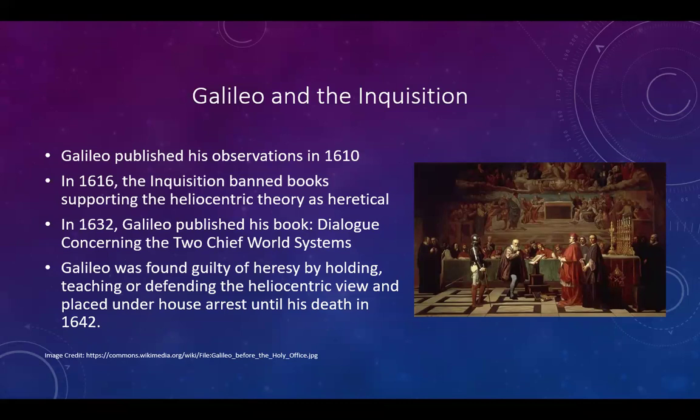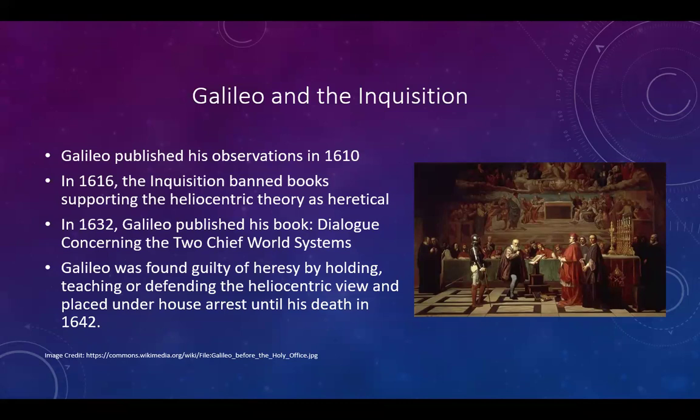And then in 1632, he published his book, Dialogue Concerning the Two Chief World Systems. Now, the thing is, he was asked to present both sides in an equitable manner, and then he put the words of the Pope in the mouth of a character named Simplicio. He basically called the Pope a simpleton. And yeah, that got him investigated by the Inquisition, tried for heresy, found guilty of heresy for holding, teaching, and defending the heliocentric view, and placed under house arrest until his death in 1642.